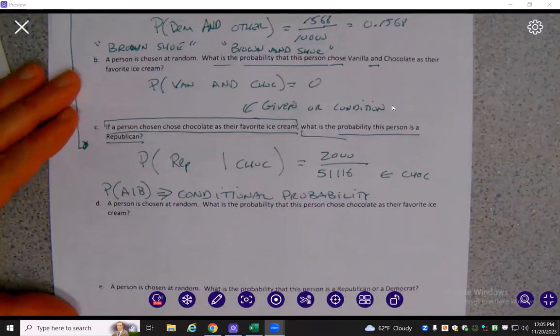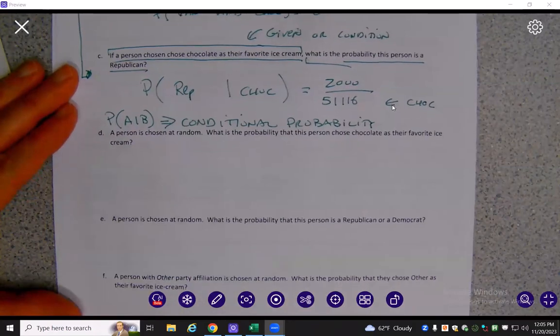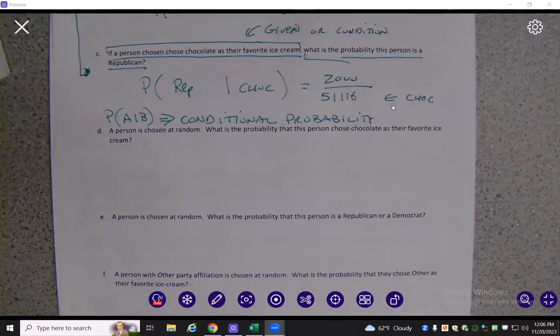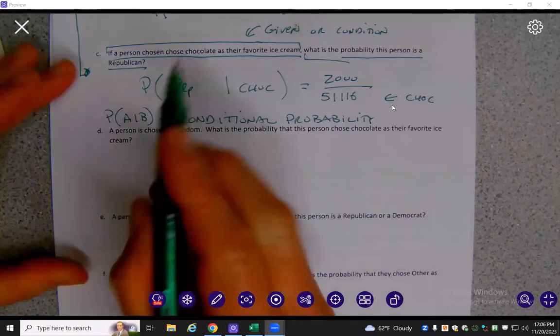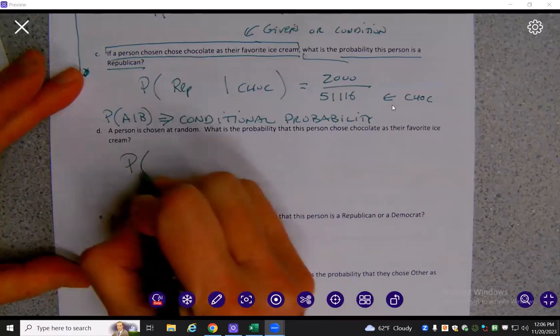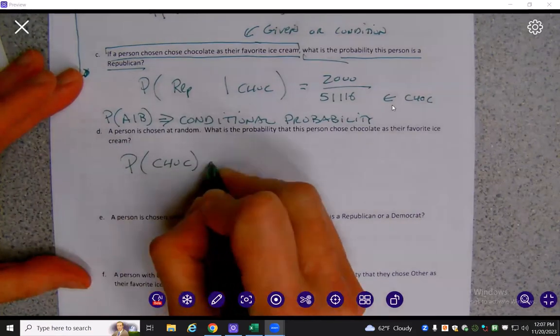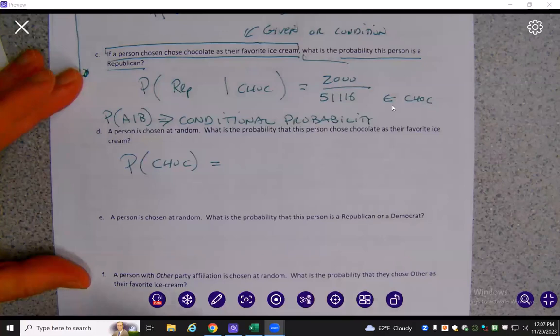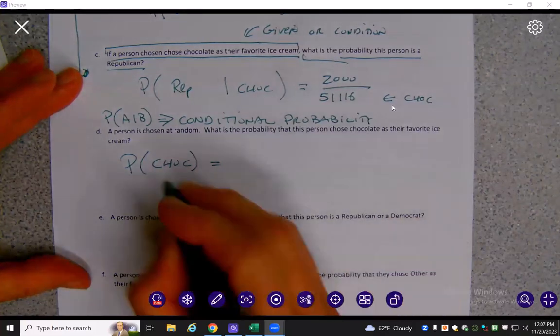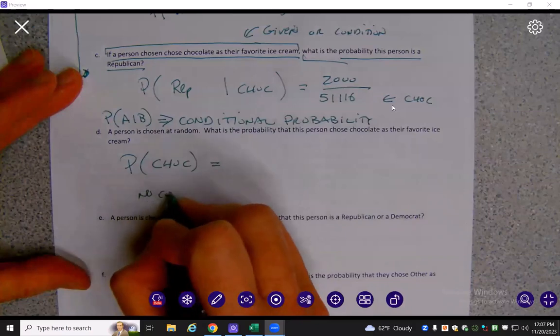Let's do a couple more here. How would you do D? What is it that we're after in D? Hopefully you wrote this. Who cares about the chocolate? There's no condition here. There's only one event.